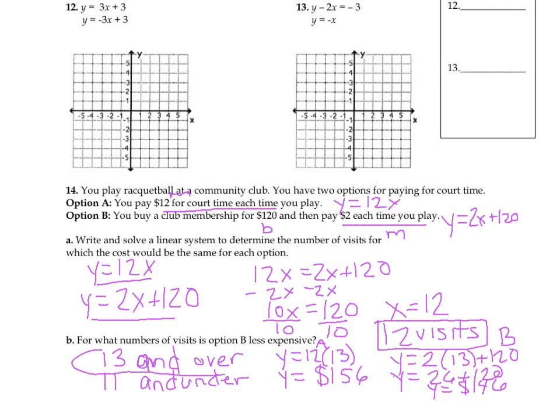So our answer is going to be 13 and over, because that will be the same if we tried to plug in 14 into both equations. Option B would still be less expensive than option A, and if we plugged in 15 into both, option B would still be less expensive than option A, and so on. So our answer is 13 and over for part B.